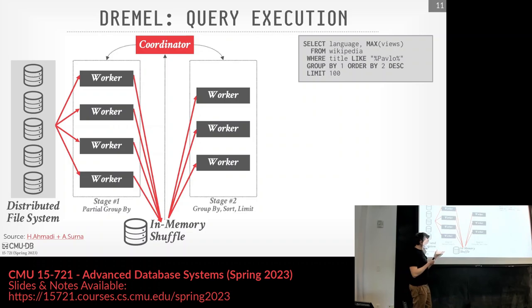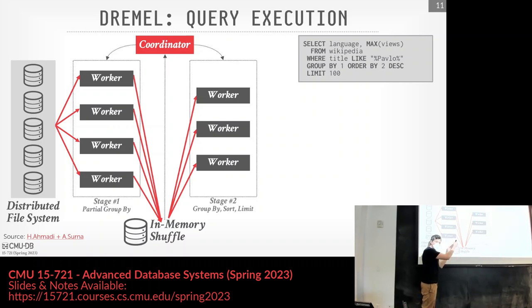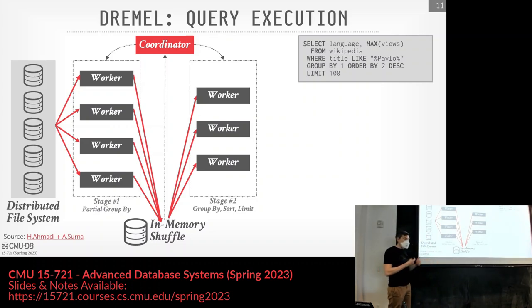So this model here wasn't invented by MapReduce or Hadoop. Distributed databases, as I was saying, were doing this back in the late 80s, early 90s. But this idea that you're going to do this between every stage is something that is somewhat unique to MapReduce. And the Dremel guys obviously took inspiration from this.